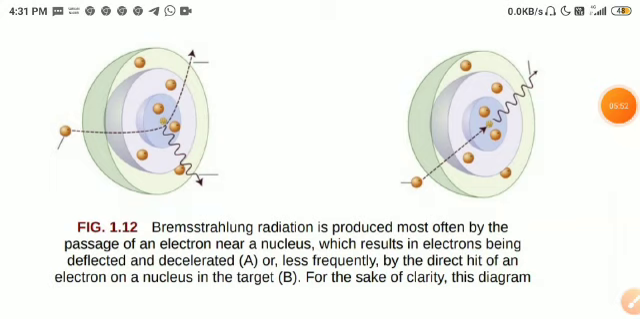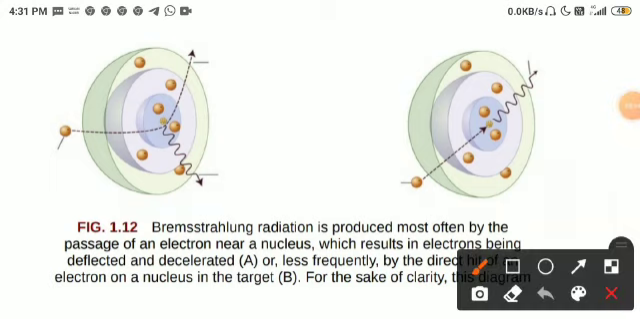Let's study about the Bremsstrahlung radiation. Radiation is produced by two methods, Bremsstrahlung and the characteristic radiations. Let's first study about the Bremsstrahlung radiation. In this, photons strike near the nucleus, this is the nucleus, near the nucleus or pass from it.